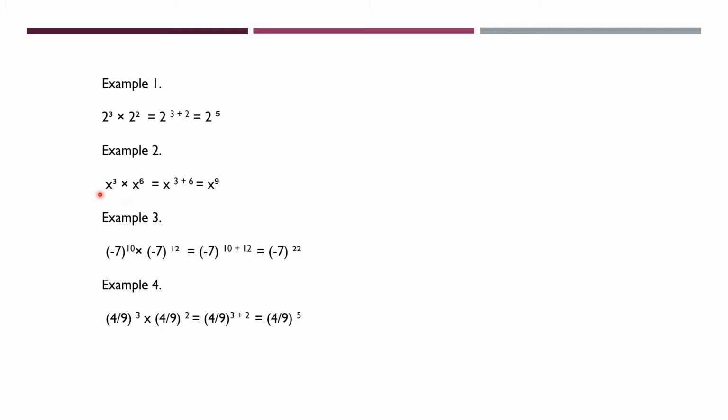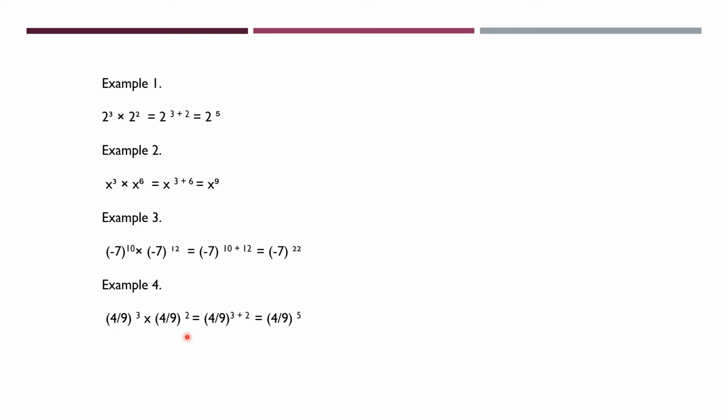Second example, x^3 × x^6. Here the base is x, which is the same for both terms. So we will add the exponents, that is 3 and 6. So the answer will be x^9. Third example, (−7)^10 × (−7)^12. So we will add the exponents, that is 10 plus 12. So the answer will be (−7)^22.